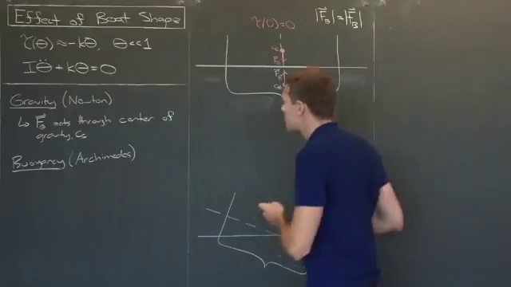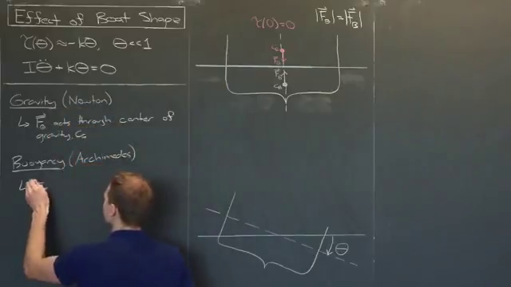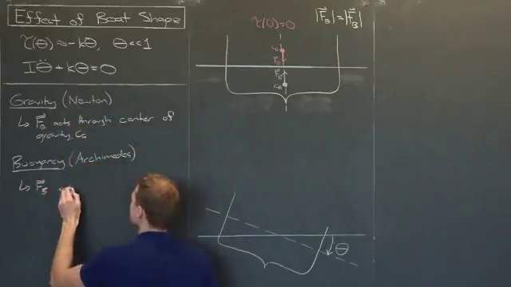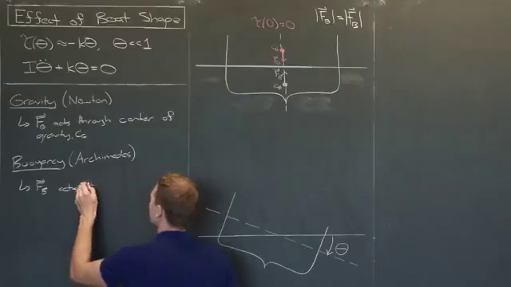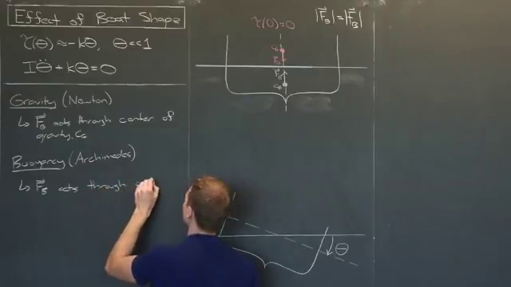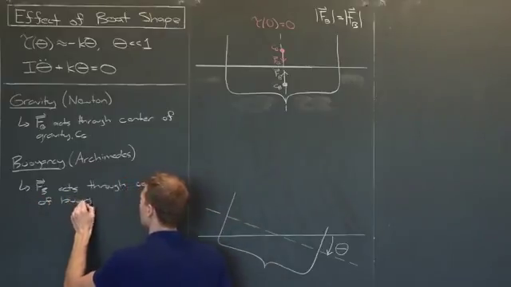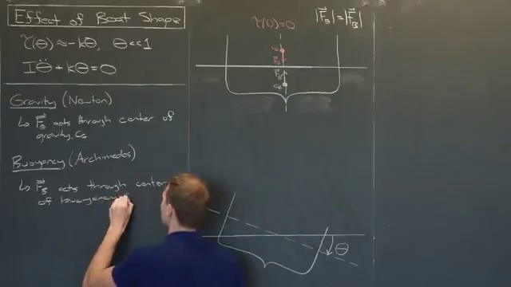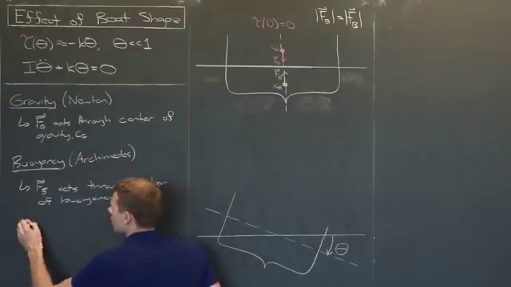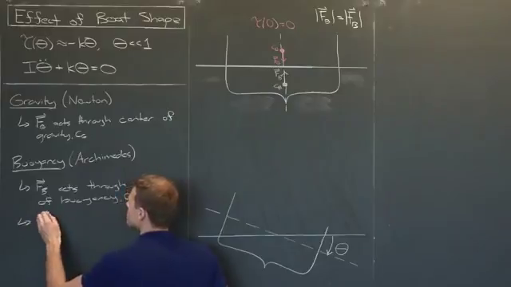To recap, we said that the force of buoyancy can be considered to act through a single point called the center of buoyancy. And Archimedes' principle also says that the force of buoyancy always points directly up.